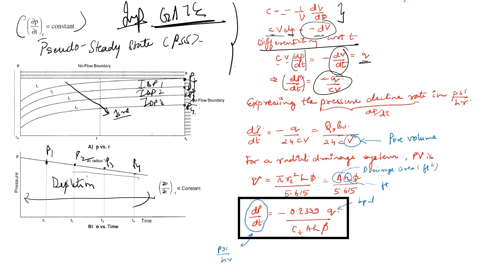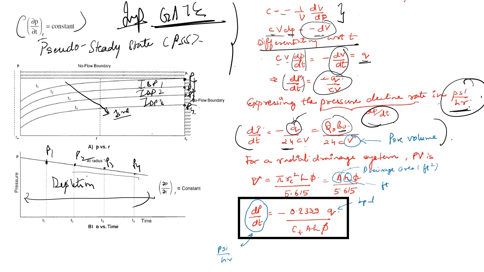Now expressing this decline rate, that is dP/dt, in psi per hour. If I want to express it in psi per hour, I will divide by 24. Once I divide by 24, this is the expression I will get, where dP/dt is equal to minus Q by 24 into CV. This is in reservoir condition. Now if I want to express it in stock tank condition, I will multiply by Bo.